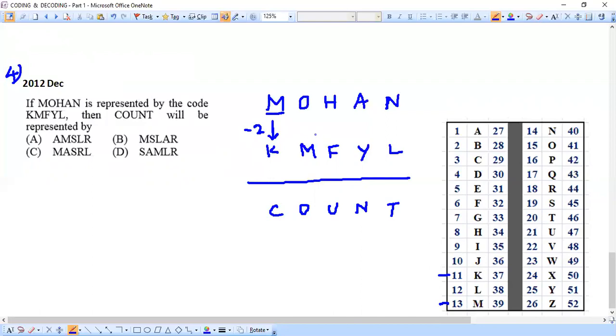Is the thing clear? See here, they are moving from the 13th letter M to the 11th letter K. That means 13 to 11. It is the reverse direction. Please don't put plus here. Plus indicates we are moving forward. But here they are moving M to K. That means -2. It's a reverse direction, right?